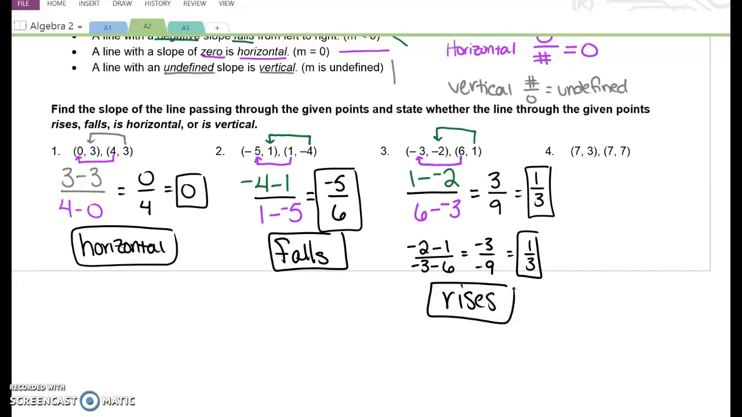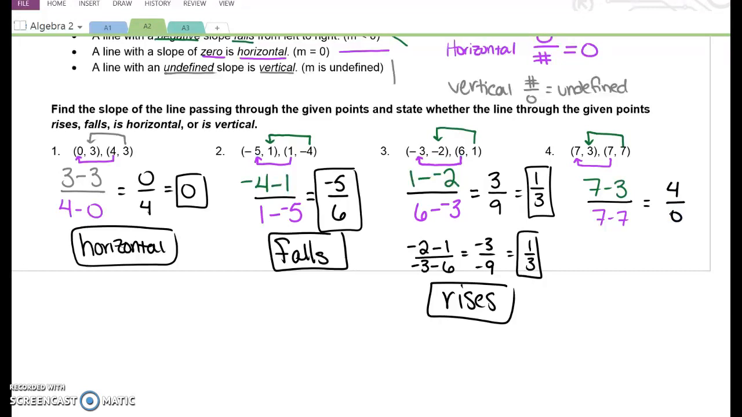Okay, number 4, there's a bunch of 7s in here, so I'm going to use colors to show you what I'm actually subtracting from what. 7 minus 3 on the top. On the bottom, 7 minus 7. That gives me 4 divided by 0.